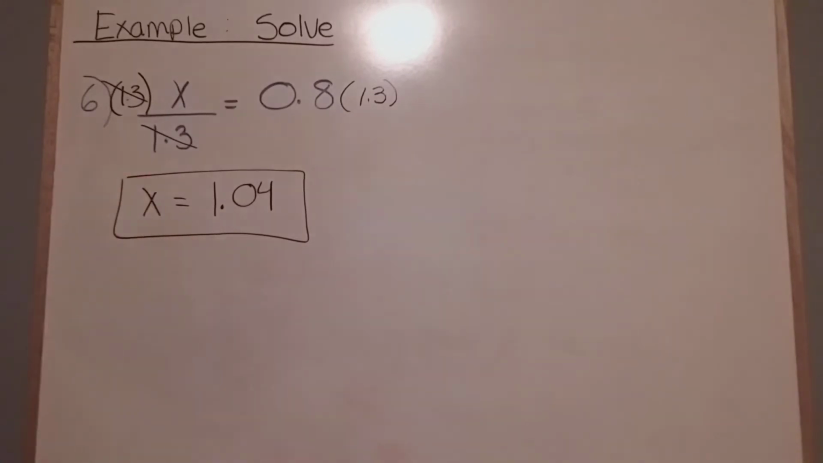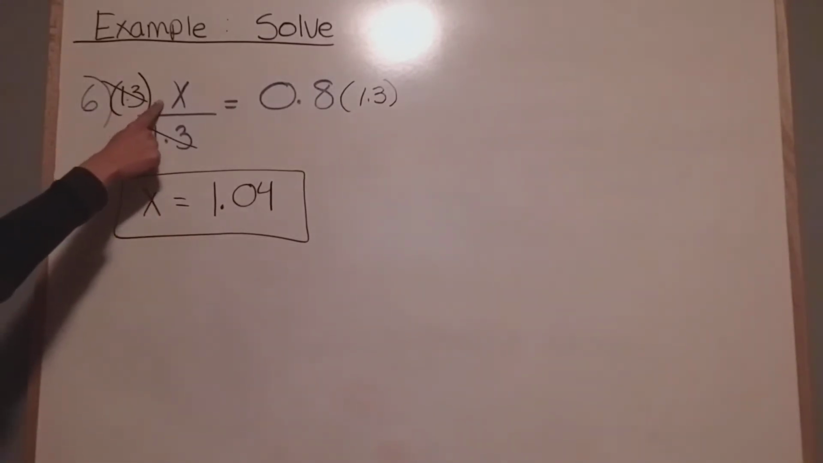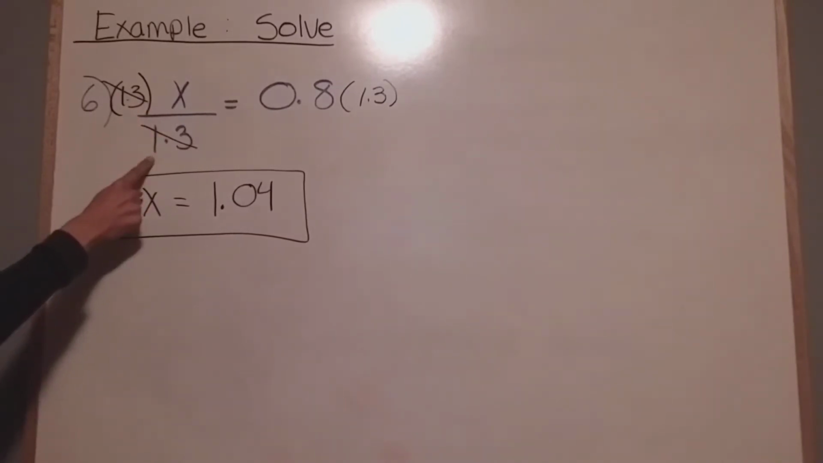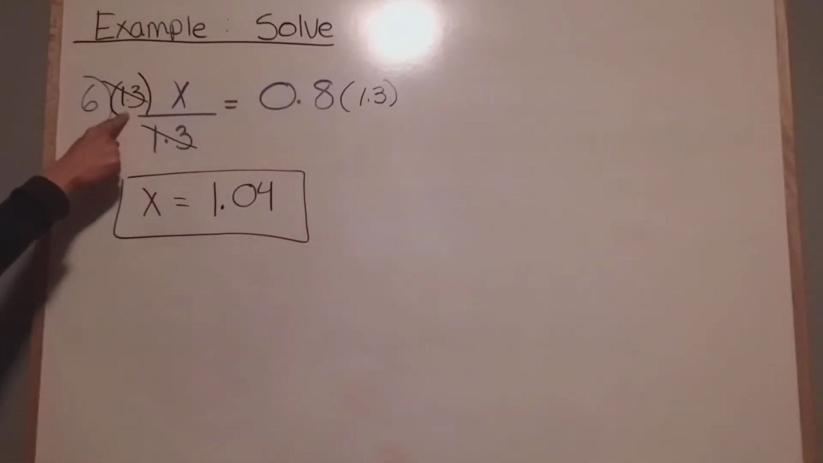All right? So if you look at it, the variable is being divided by 1.3. So in order to get rid of division, I have to multiply. Whatever you do to one side, you have to do to the opposite side.